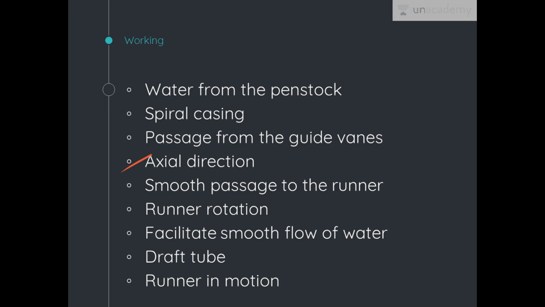The speciality of this turbine is the runner vanes and their motion, which facilitate the smooth flow of water. The specially designed vanes also facilitate the smooth flow of water through the draft tube to the tail race while the runner is still in motion. So that is a plus point of the Kaplan turbine.